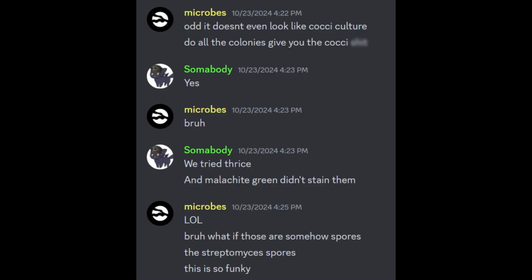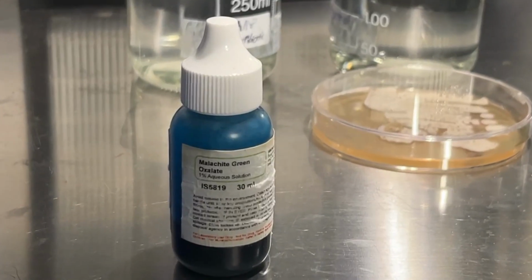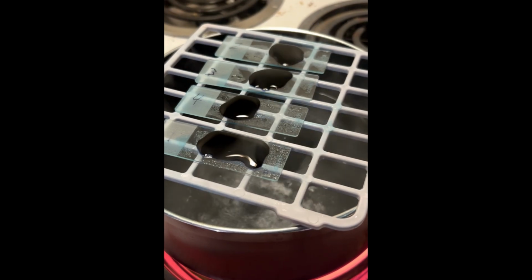Anyway, the person on Discord had already tried to determine whether these circular structures were bacterial endospores by performing a malachite green stain, a method I'll explain and do later. But anyway, the stain came back negative. There was no green anything, no spores. I was left very confused. I didn't understand why, as nothing else could explain what we were seeing if it truly was Streptomyces.